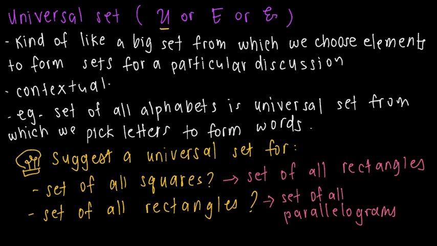So for the set of all squares, the set of rectangles would be a good universal set, and for the set of all rectangles, the set of all parallelograms would be a good universal set. And that isn't to say those are the only correct answers. For either of these, the set of all polygons or the set of all 2D shapes would be a good universal set as well.